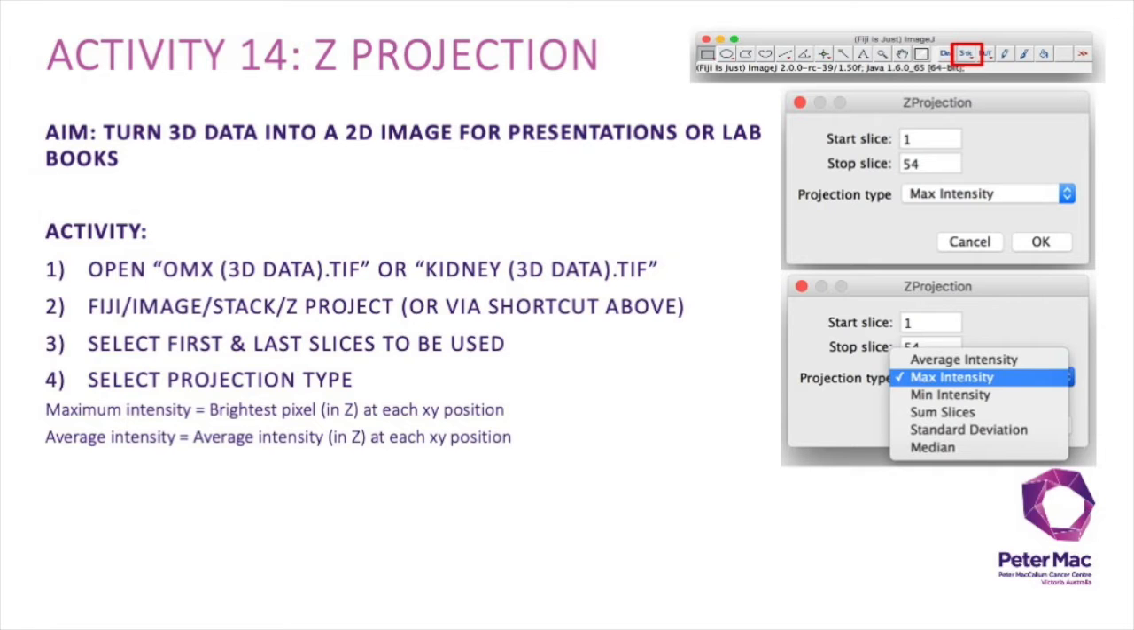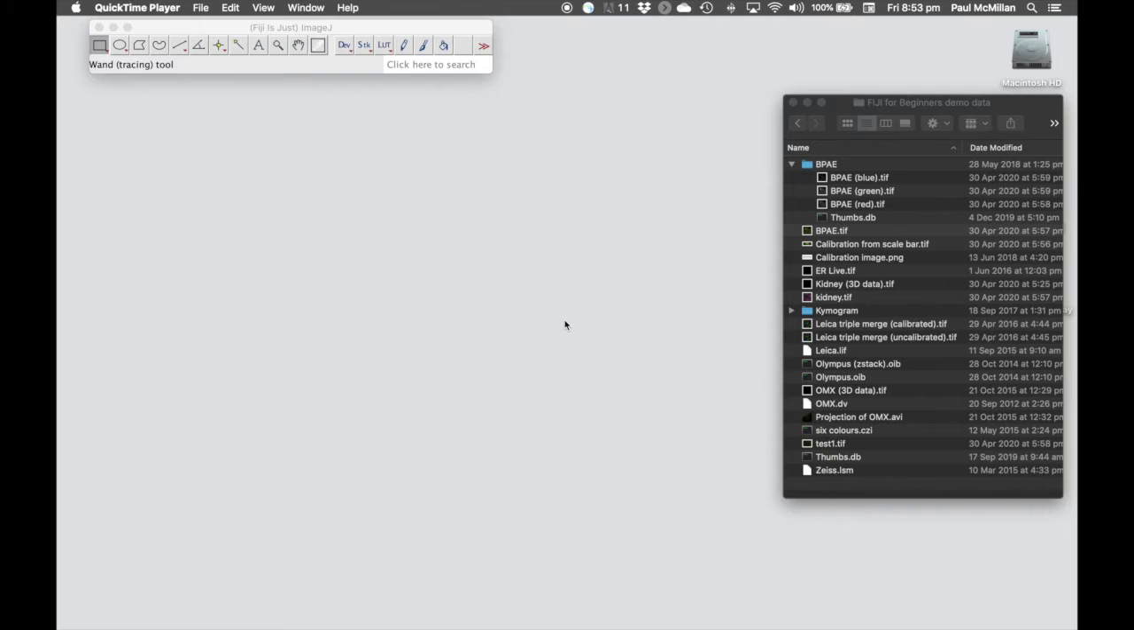The first activity that we're going to use is activity 14, and that's creating something called a Z projection. So taking all of that 3D data and compressing it into a 2D image for either a lab presentation or to print out and put into your lab book. For all of the 3D data, we'll be using one of two files, either the omx3ddata.tiff or the kidney3ddata.tiff file.